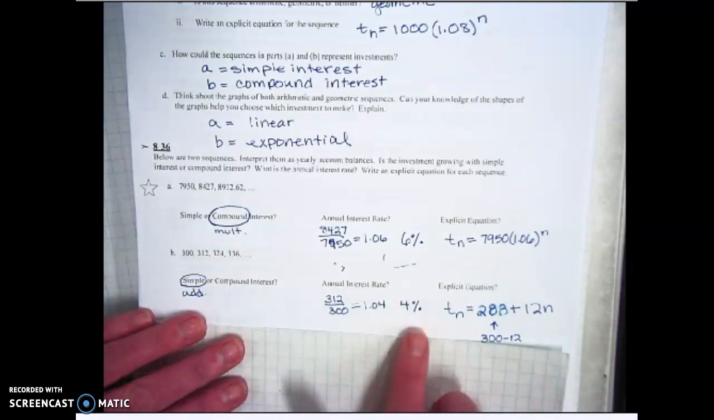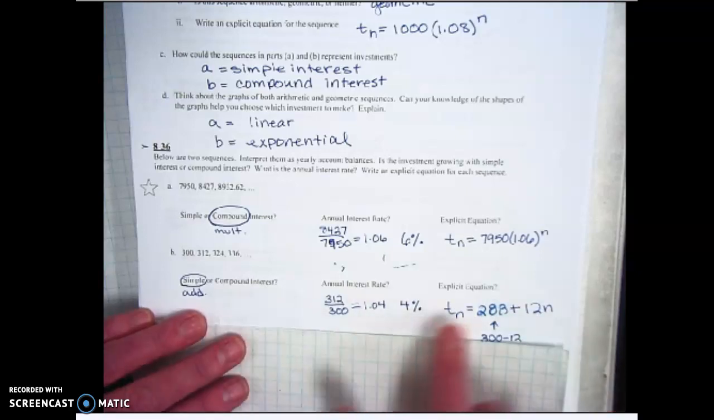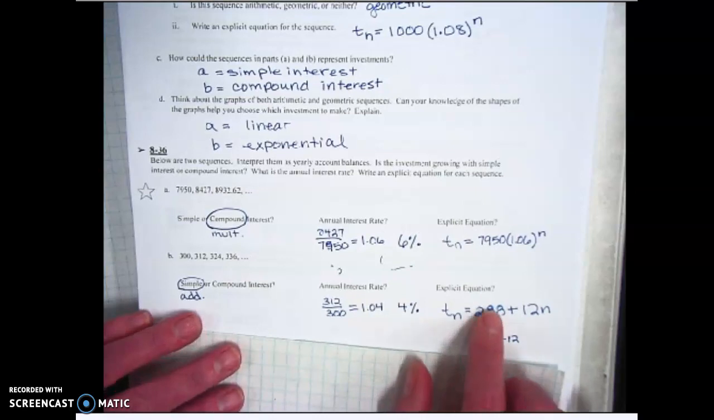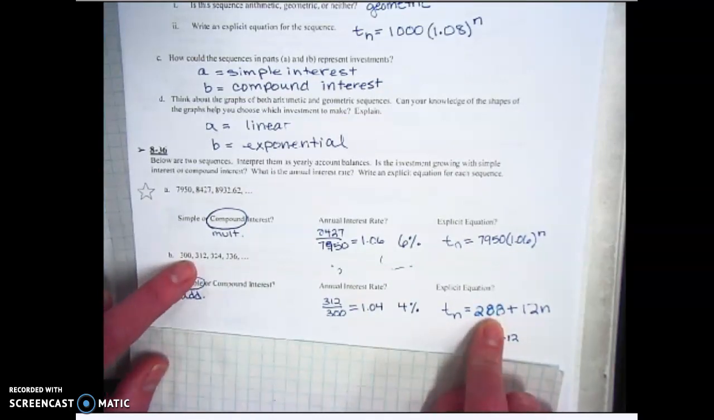Because this one is linear or simple, our equation is going to be in simple form. So right here, I've got 288. But if you look over here, the first number is 300. So how did I get from 300 to 288?